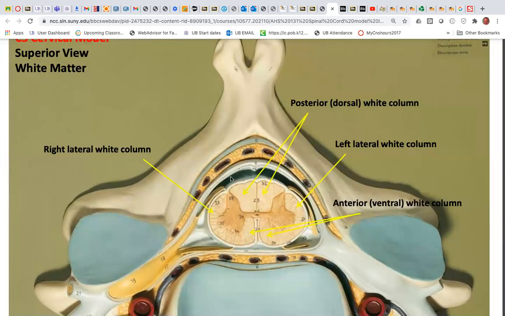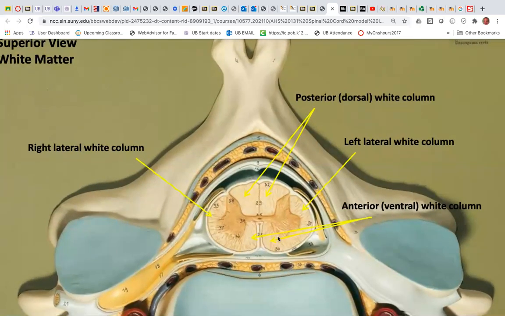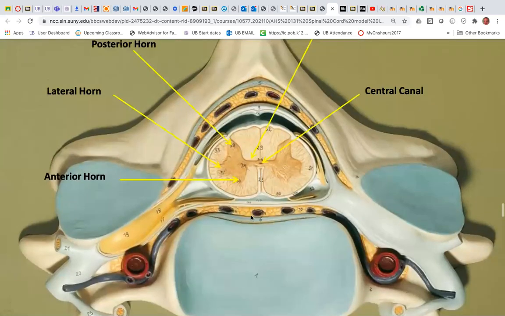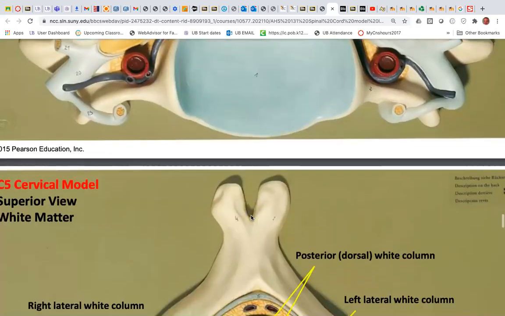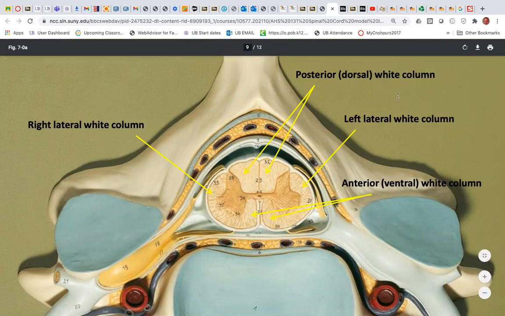Okay, now what I said before was that white matter was around the outside. We covered the gray matter on the inside, that was here. Now let's look at the white matter all the way around surrounding it. So on the gray matter side, there were horns, right? Anterior horn, dorsal horn, lateral horn. On the white matter side, we have columns, not horns, but columns.